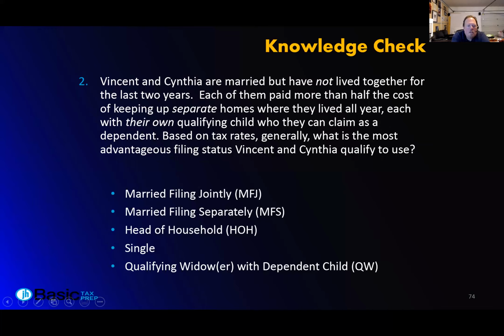Okay. Vincent and Cynthia are married but have not lived together for the last 2 years. Each of them paid more than half the cost of keeping up separate homes where they lived all year, each with their own qualifying children who they can claim as a dependent. Based on tax rate, generally, what is the most advantageous filing status they can use? Head of household. Okay, now think about something. They both get head of household. They both can have head of household, but remember something. What's better than head of household? Married filing jointly. There you go. If they will do it. The very best, that's the question. What is the best filing status they can use?